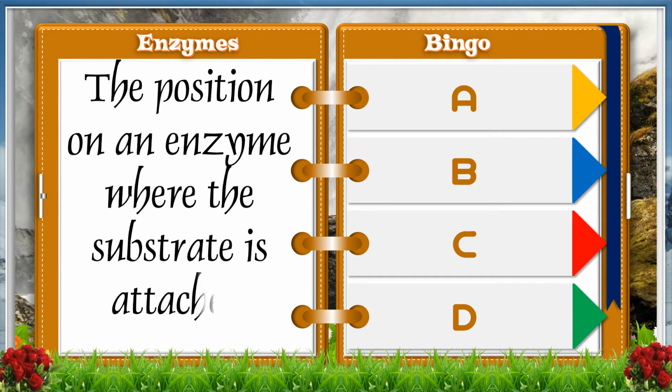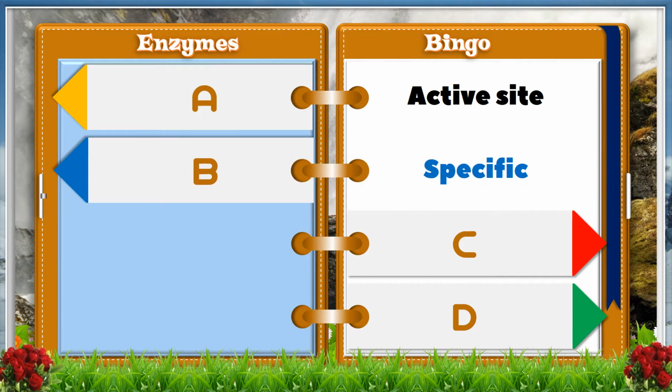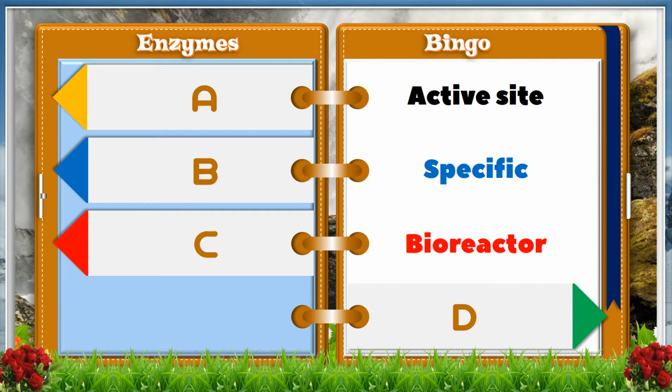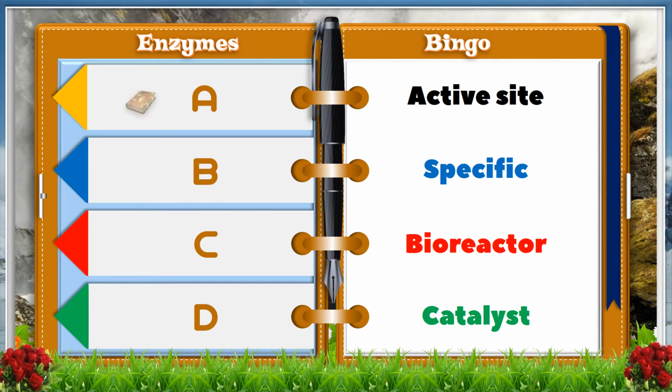The position on an enzyme where the substrate is attached. A. Active site. B. Specific. C. Bioreactor. D. Catalyst. And the answer is A. Active site.